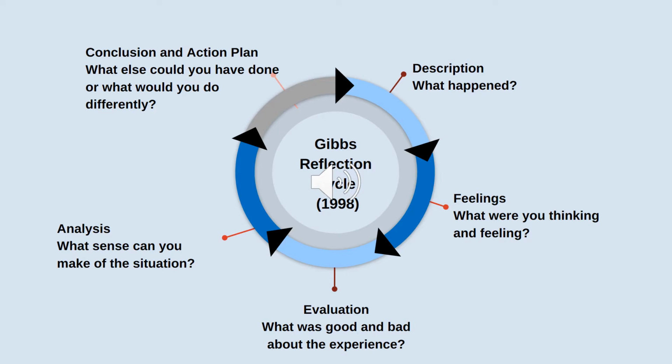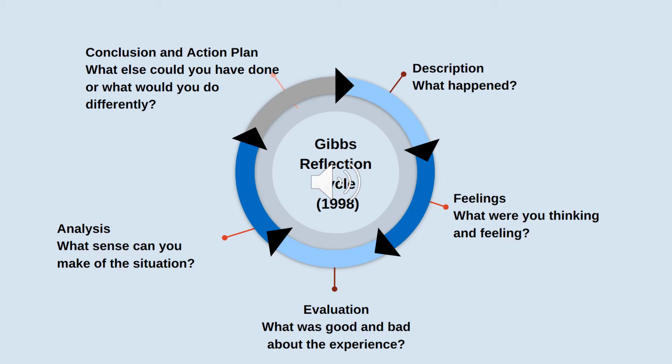As mentioned earlier, Gibbs' reflection cycle is a really useful tool to think about when you're writing reflectively. So Gibbs asks, give a description of events. Tell your reader exactly what happened and what you're going to be talking about. Now, one thing you can reflect on, which is often neglected, is your own feelings about the situation. What were you thinking and feeling at the time, or before, during and after the event? Then you can move on to evaluation, considering what was good and what was bad about the experience. Again, what were the positives and negatives?